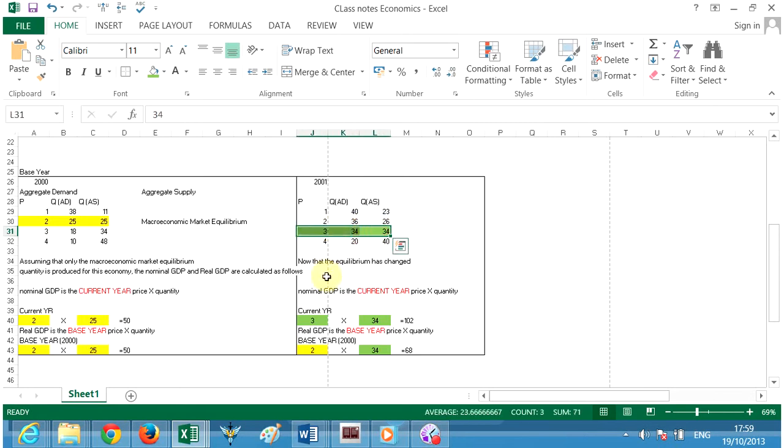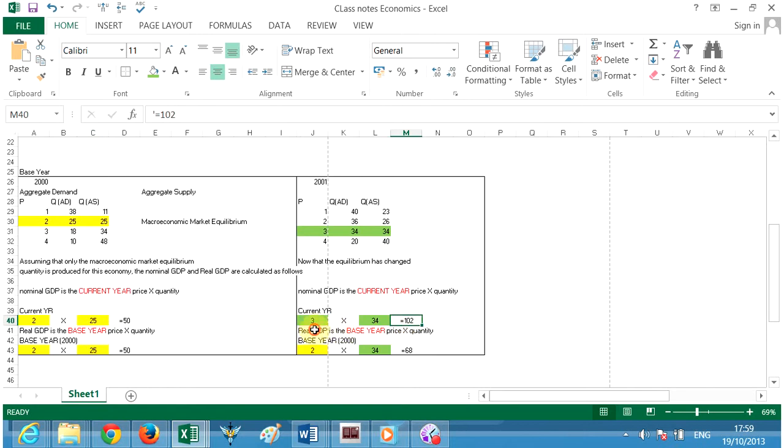Now, to calculate the nominal GDP, we take the current year price, which is 3. You can see the colors matching up. Times the quantity, which is 34, and we multiply that together to get 3 times 34 is equal to 102. Okay, that is the nominal GDP for that specific year. The nominal GDP always takes the current year price times the current quantity multiplied together. So this current year price is $3, and 34 is the quantity, we multiply them together. Okay, like so.